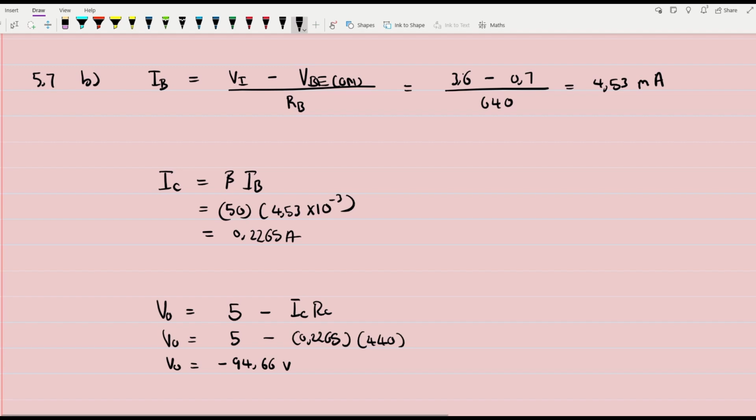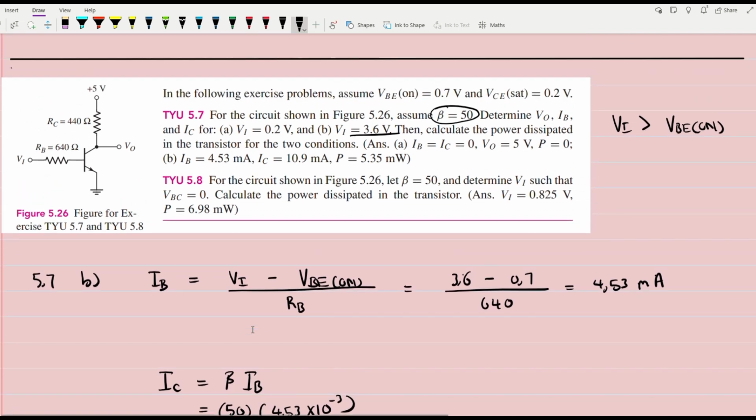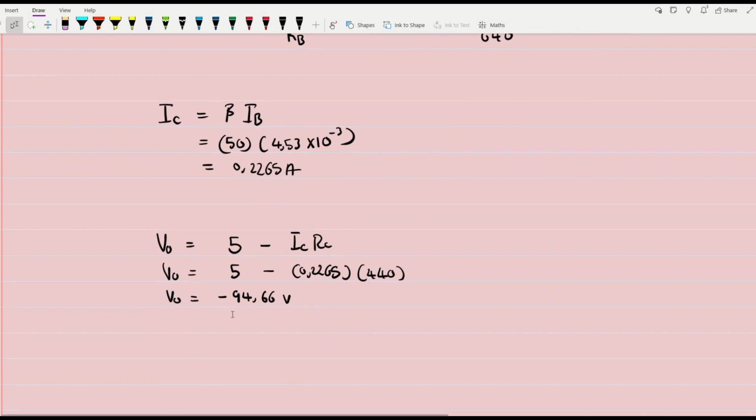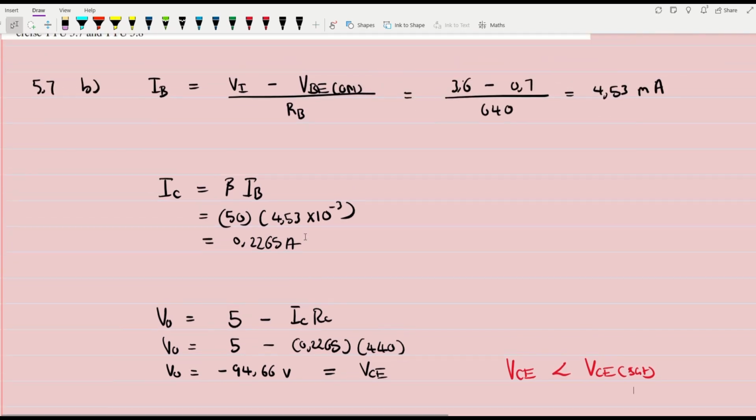So there's something that we have to note here. VO in this case is equal to VCE. Right here we just calculated VCE, but we have to note that this VCE is less than VCE saturated. We have VCE saturated given in this question.